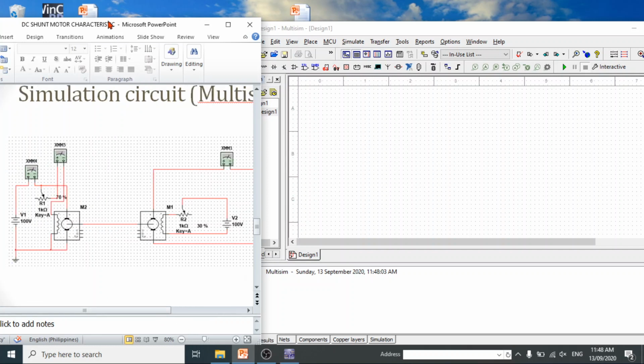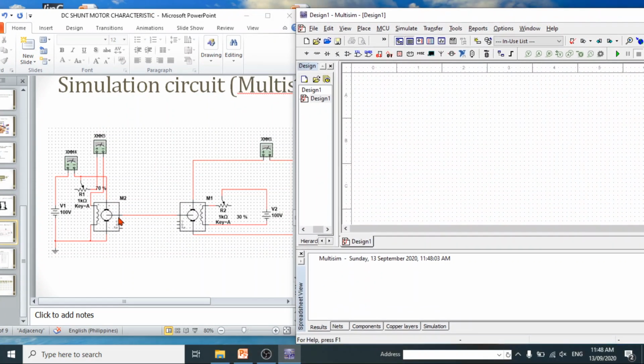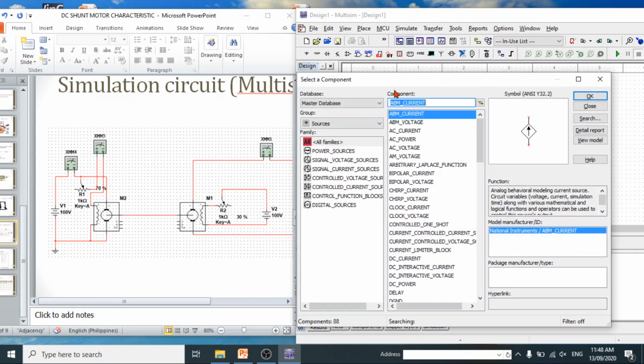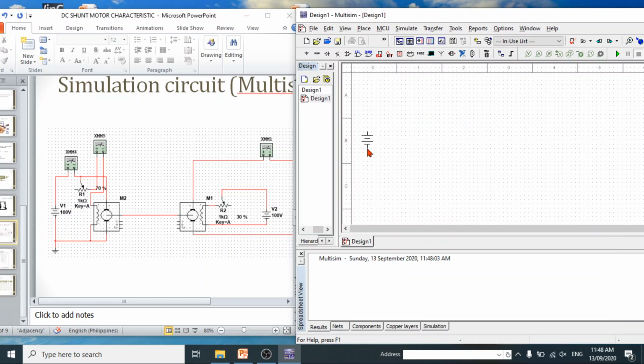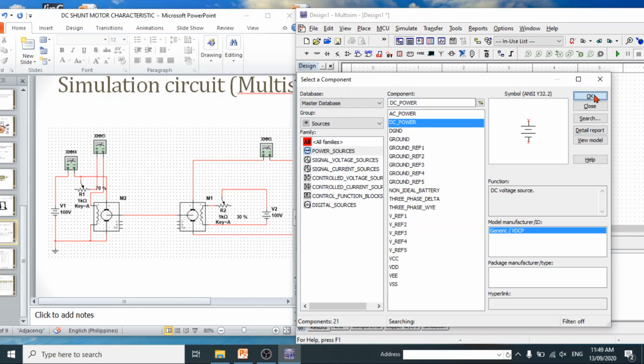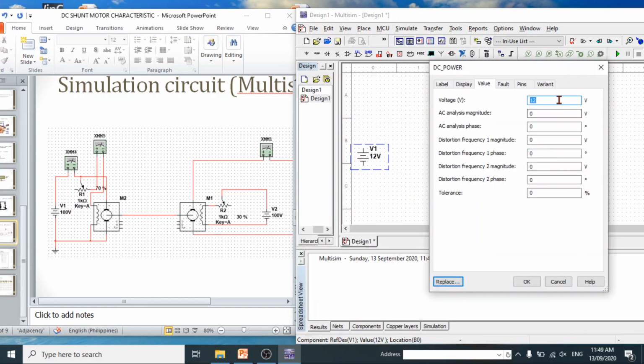So first is the DC generator. We need to have a supply first. Click power sources, DC power, and place it in the working area. Click close. After that, change it to 100 volts.